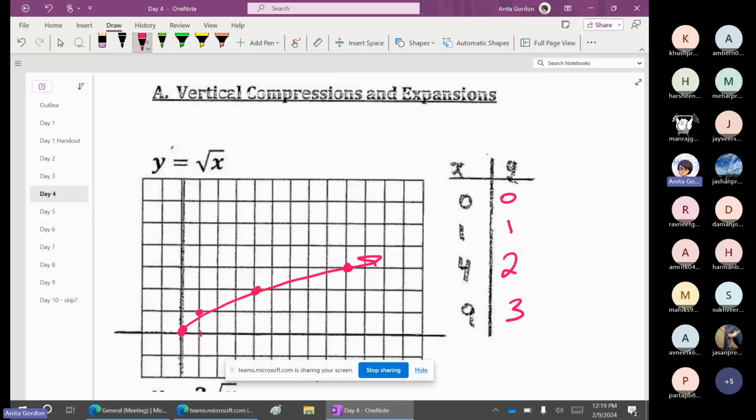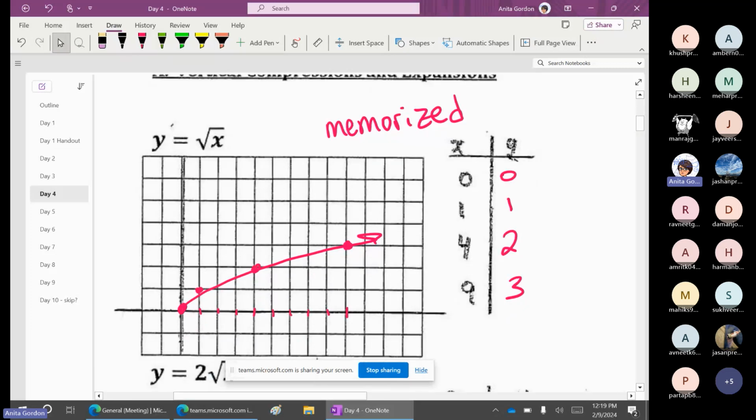Just going to make sure I did that correct. 1, 2, 3, 4, 5, 6, 7, 8, 9. Perfect. So this is a base function, square root of x. We should have this memorized. When you see square root of x, you should be able to plot these 4 points, and you should know that the shape is a half parabola on its side. Okay? So what we're going to do now is stretch it.